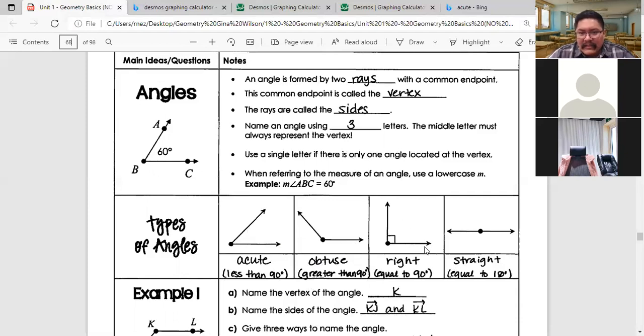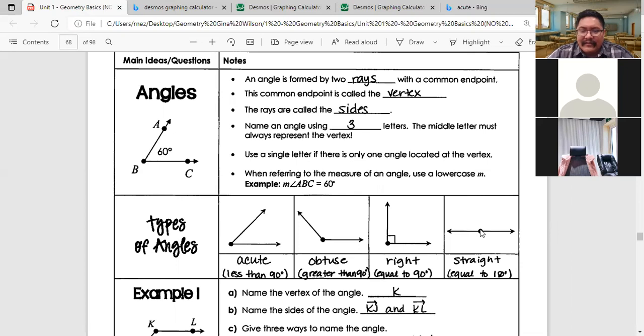Right is equal to 90 degrees, and straight is equal to 180 degrees. With a straight angle, if you remember back in kindergarten to maybe third grade, if you had those metal scissors, you could open them all the way up so that the blades would line up. And when the blades lined up, you would just have a straight line through them, through the tops. So that's kind of what a straight angle is.